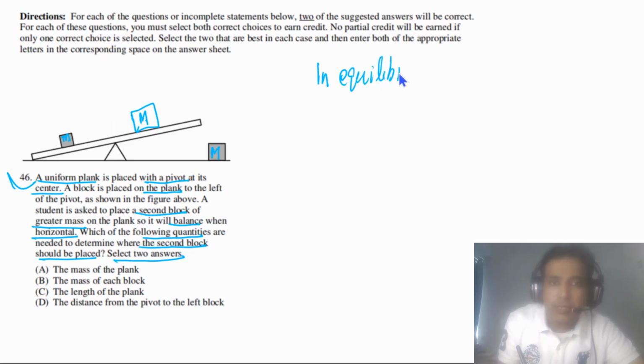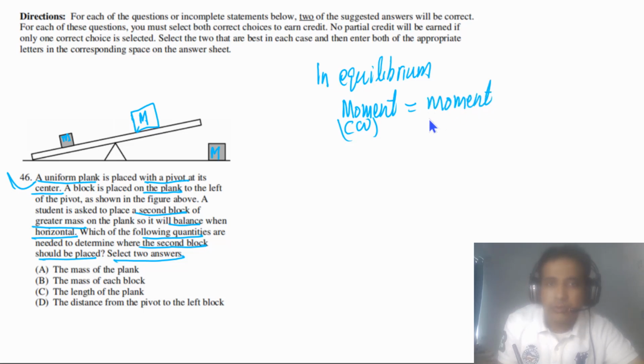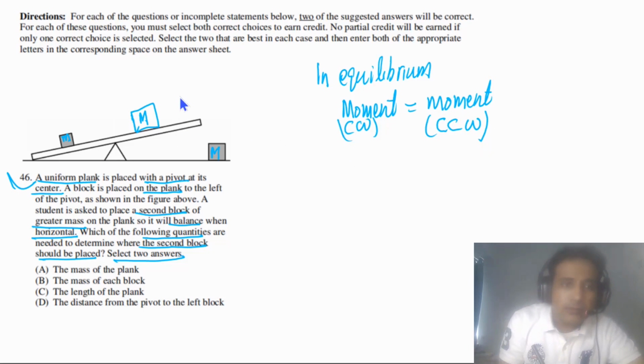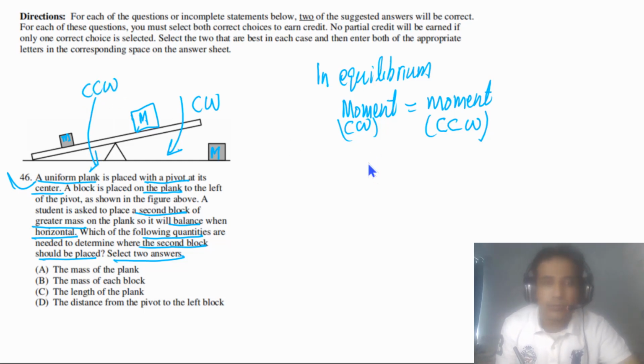When this block is in equilibrium, the clockwise moment has to be equal to the anti-clockwise moment. These two moments have to be equal. We can say CCW, counter-clockwise moment. Due to this block, the moment will be clockwise, so this will be CW, and due to this one it will be anti-clockwise, CCW, and these two moments have to be equal.